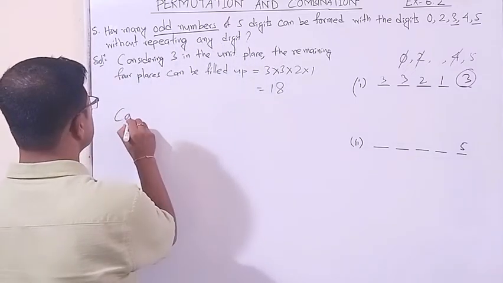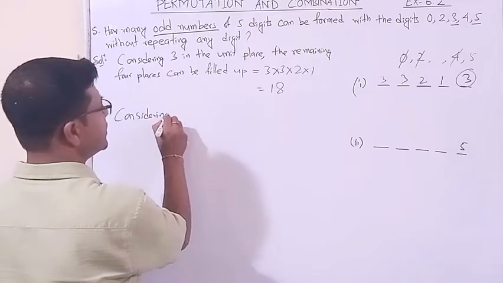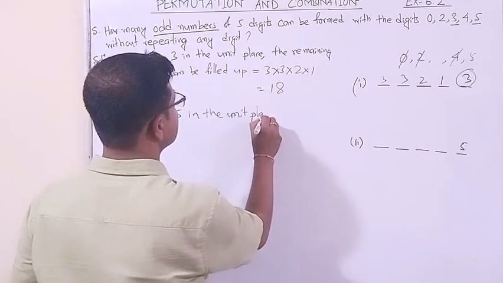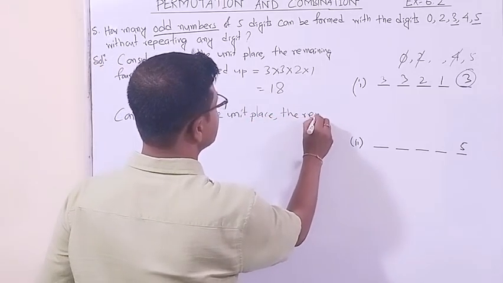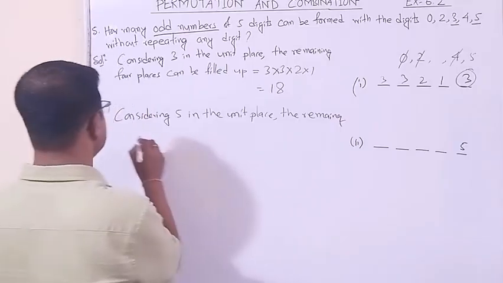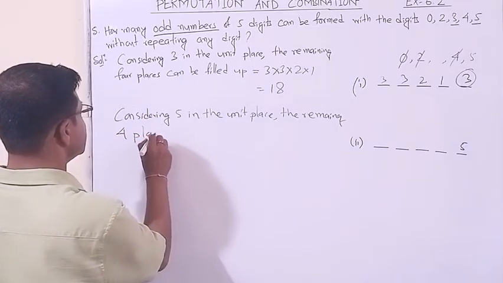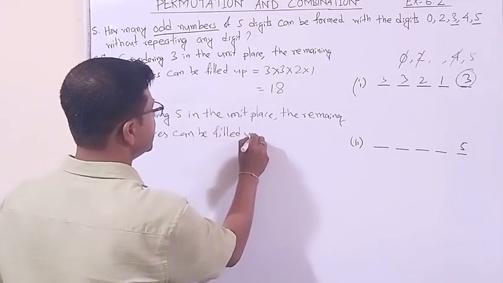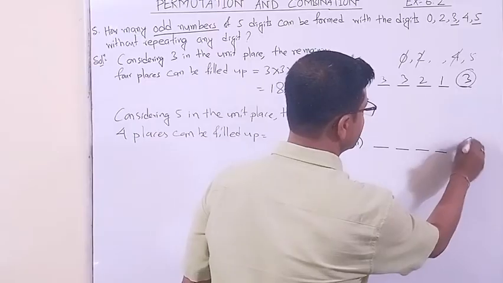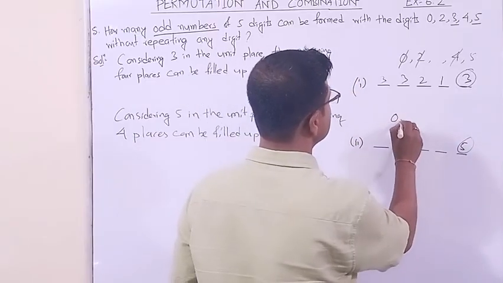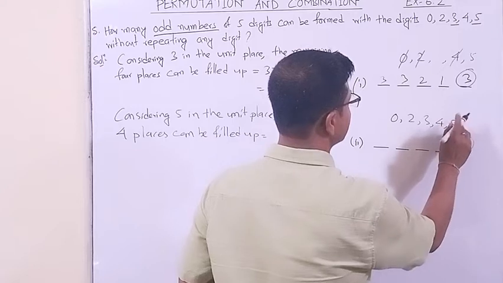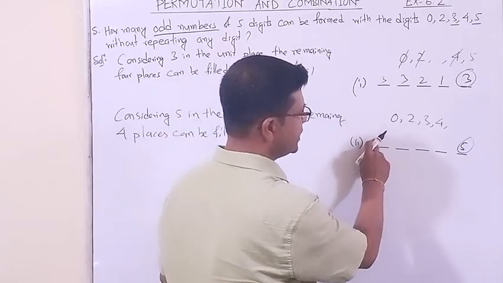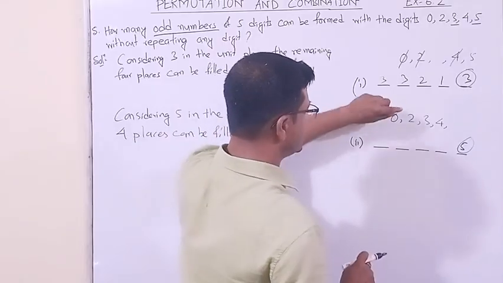Again, considering 5 in the unit place, the remaining 4 places can be filled up in how many ways? This is the digit, not the number of ways. Again, the digits are 0, 2, 3, 4, 5. This digit is already put here, so we cannot take it. Again, we cannot put 0 here. If we put 0, it will not be a 5-digit number. So 0 we cannot put.